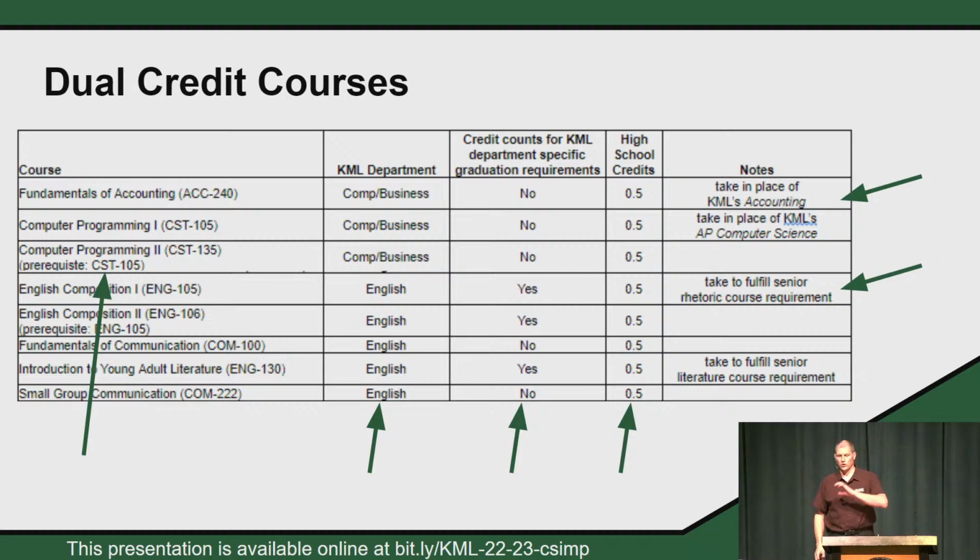And now if you go back to what we talked about with the dual credit English options, all the courses that are options for literature or rhetoric, there's a note here that mentions that. So any of these courses that can be taken in place of a regular KML course, that's noted in the notes on the side.